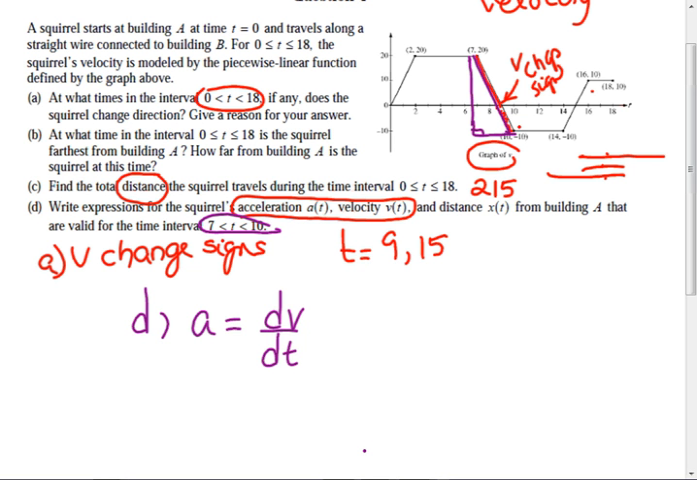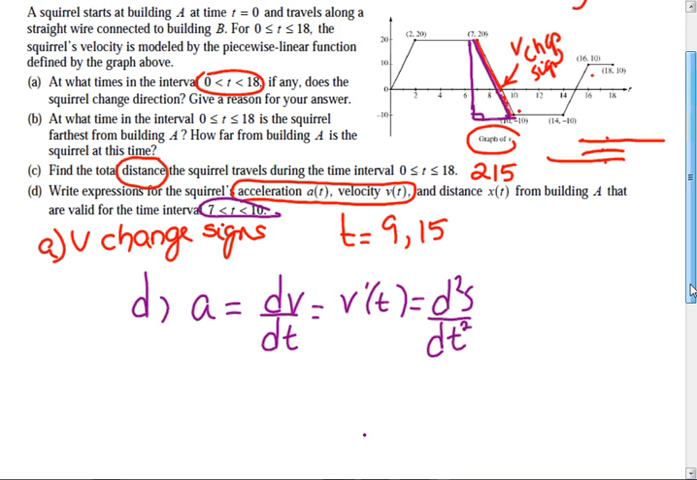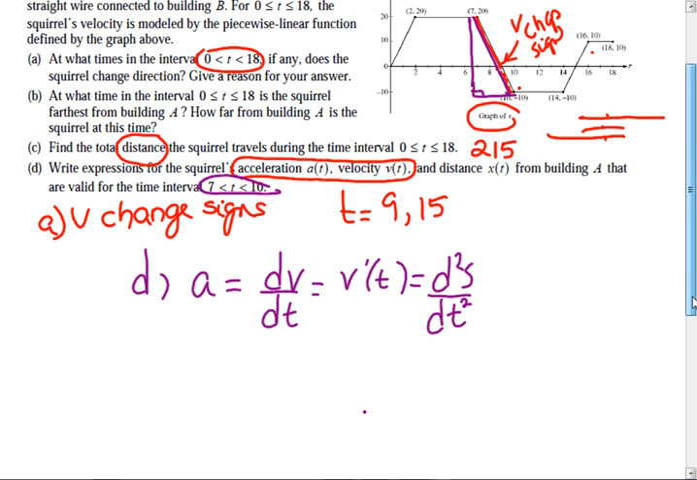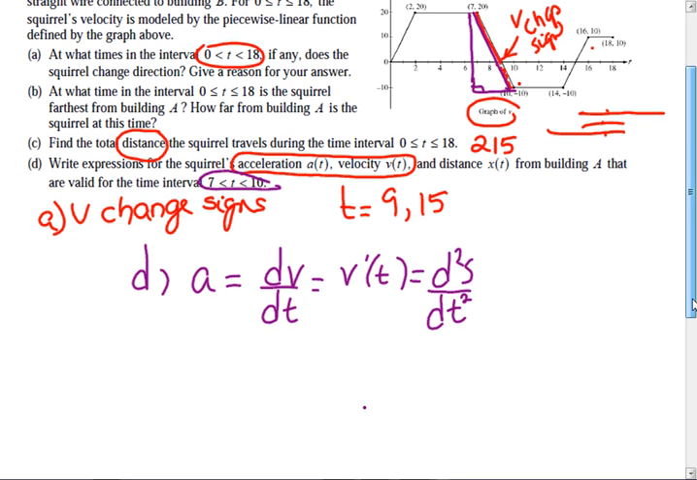To write what? You could call it v prime of t, or it's the second derivative. These are other ways to write acceleration, because that question came up. So all you have to do is find the slope. You must show your work.